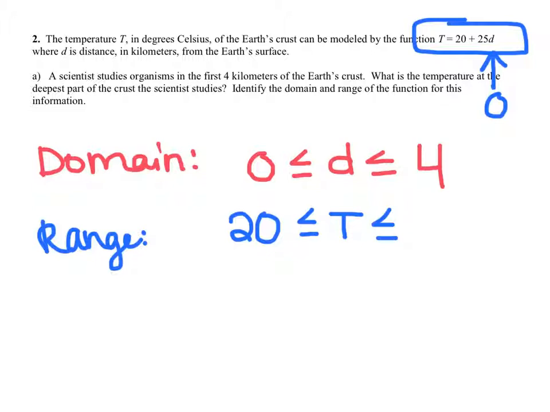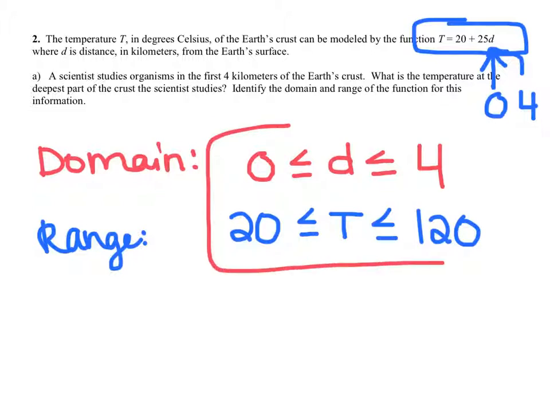Now we can go back and do the same thing and find the temperature when the distance is 4. So now I'm going to take the number 4 and replace d with it, and follow order of operations. So 25 times 4 would be 100. Add that 20, so when you're 4 kilometers deep, your temperature is 120. So what this is telling us is that the distance has to be between 0 and 4. Again, we can't drill negative, and you're not going to go beyond 4. And as long as the distance is between these numbers, the only possibilities for the temperature would be between 20 and 120.